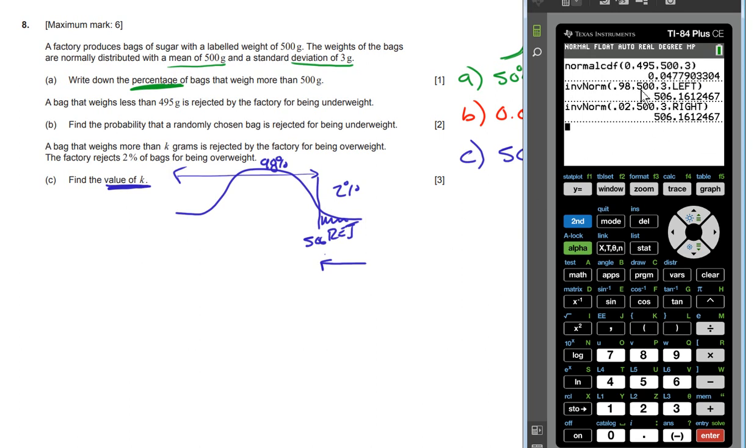This is the way we did it in class because not all of our calculators were able to do left tail and right tail. It only would do left tail. Okay. That is it for that one.